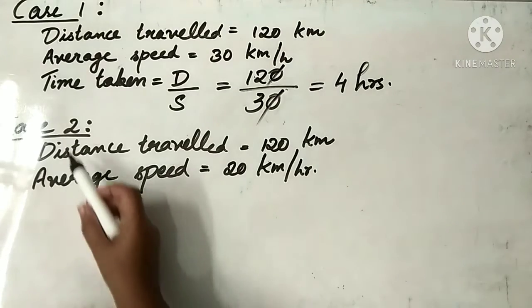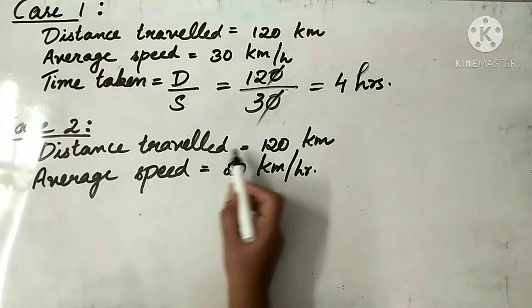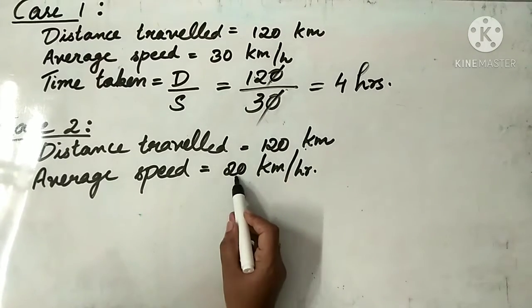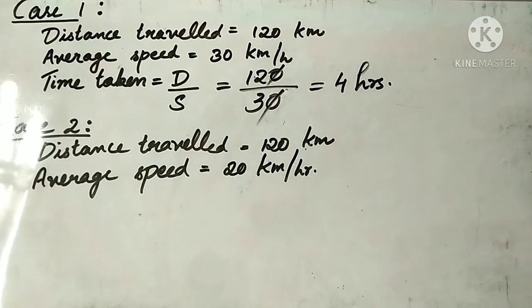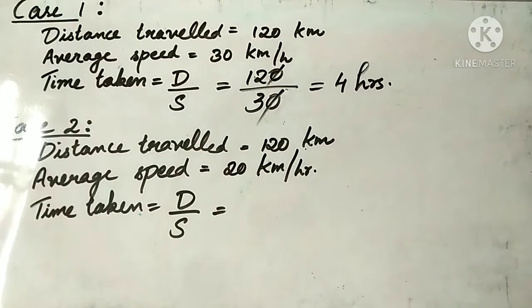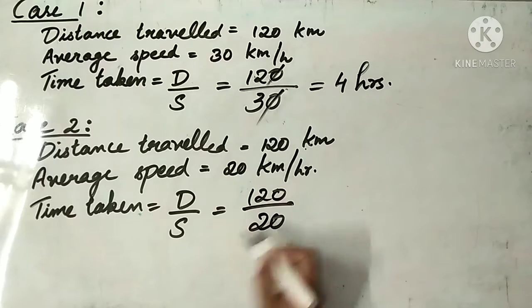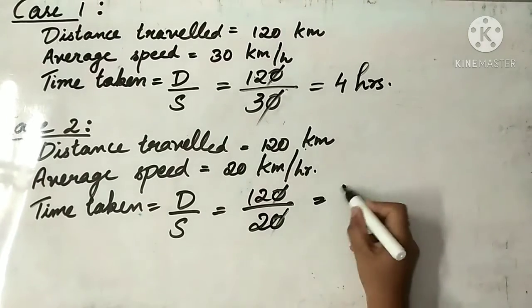Now coming to case 2. The next 120 km at 20 km per hour. So we write distance travelled is equal to 120 km and average speed is 20 km per hour. When distance and speed is given, we can calculate the time by using the formula distance by speed. Now let us substitute the value of distance and speed. Distance is 120 km and speed is 20 km per hour. Now zeros get cancelled, balance 6 hours.